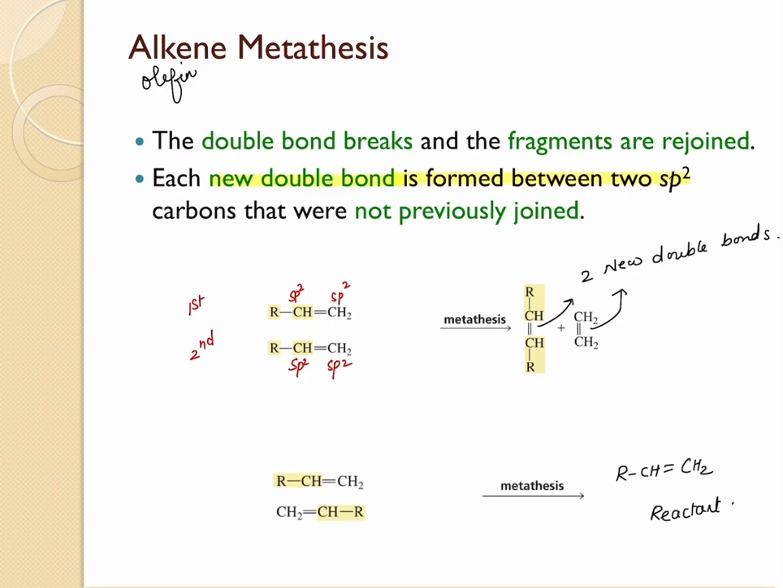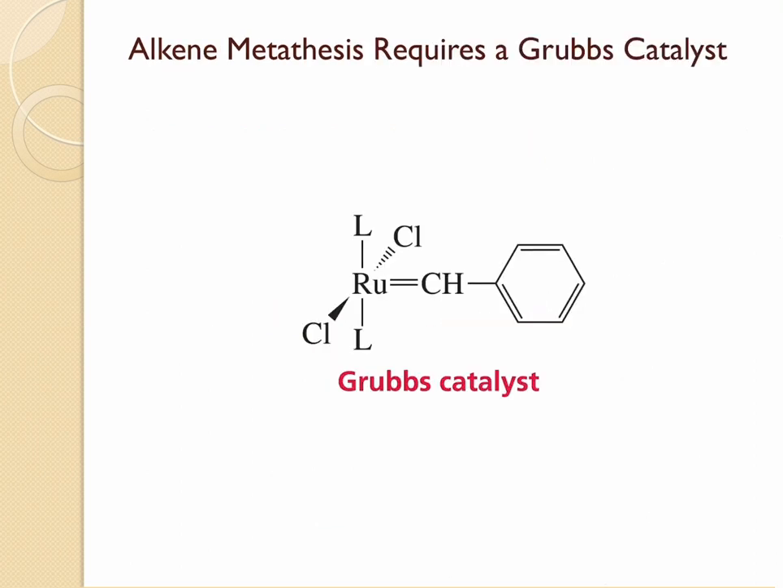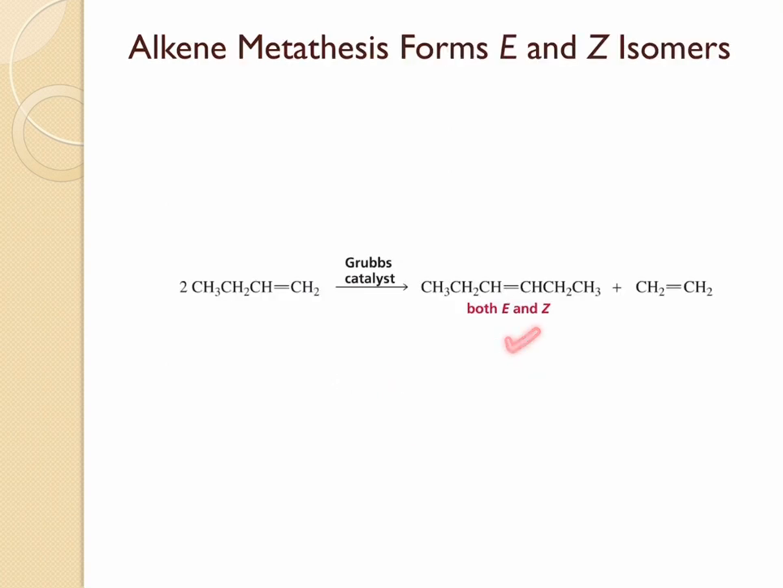In general, the reaction with terminal alkenes will always give us the best yields in the alkene metathesis reaction because this is going to result in ethylene as one of the products. Because ethylene is a gas, it can be easily removed from the reaction mixture, driving the reaction in the forward direction. As you keep removing ethylene, more and more products will be formed. In order for the alkene metathesis reaction to happen, we need a transition metal catalyst, and the catalyst we use for the reaction is Grubbs catalyst, which contains ruthenium. And wherever there is a possibility for the formation of E and Z isomers, both the products will be formed.